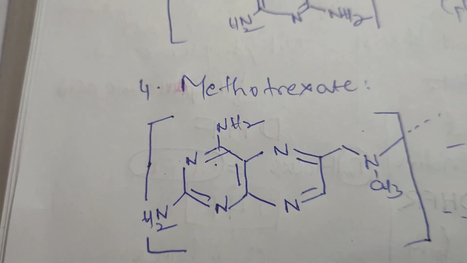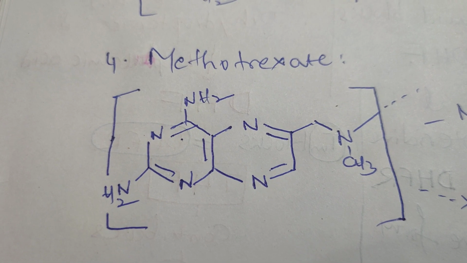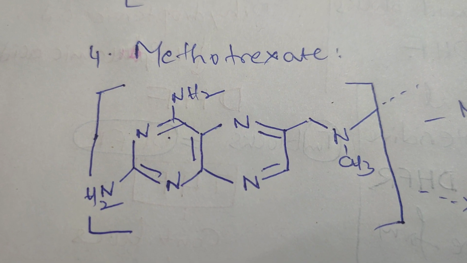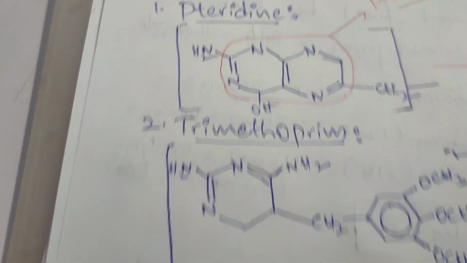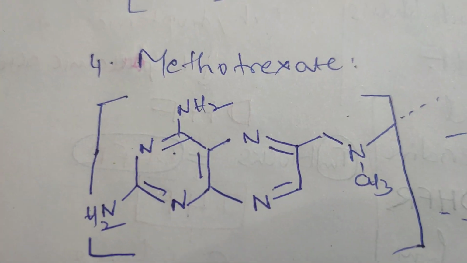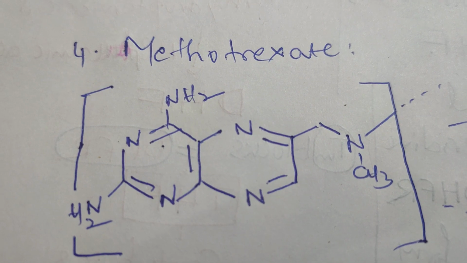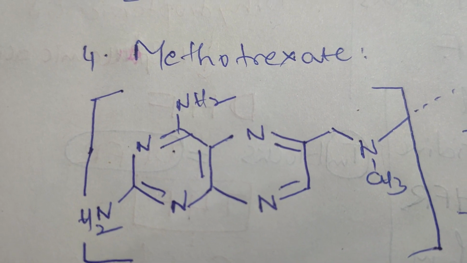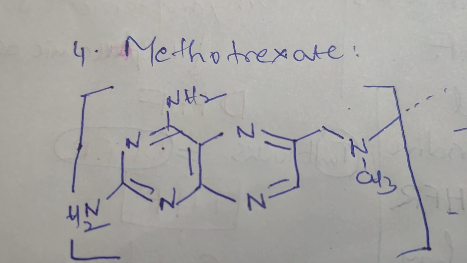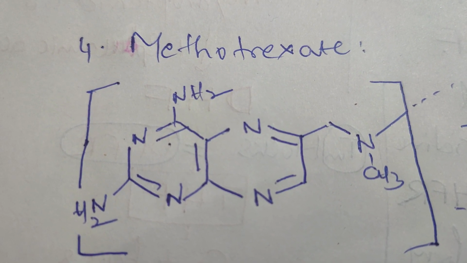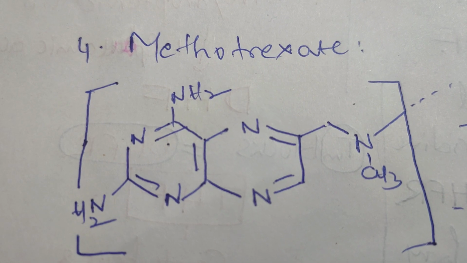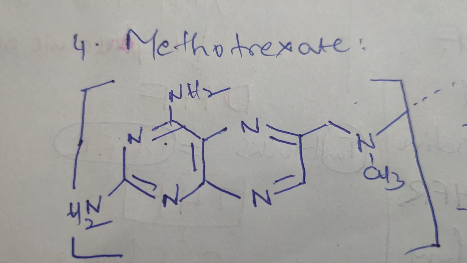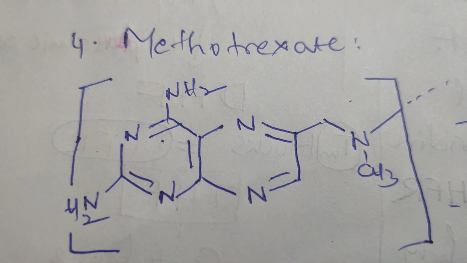One more drug is there. You can see it has even more resemblance to the pteridine moiety. This is the fourth molecule I wanted to present before you. This is methotrexate. Methotrexate has much higher affinity to the human dihydrofolic acid reductase enzyme. If human DHFR is inhibited, in which condition could it be useful? All of you know, it is used for treatment of cancer.